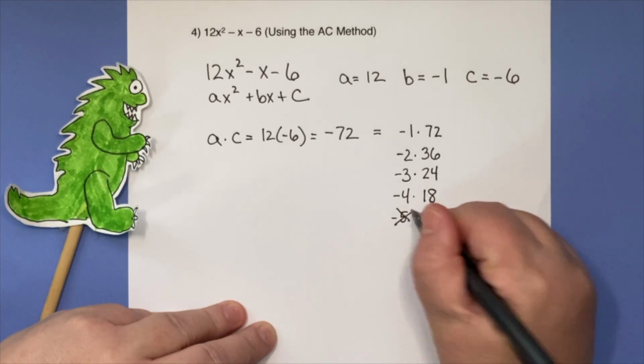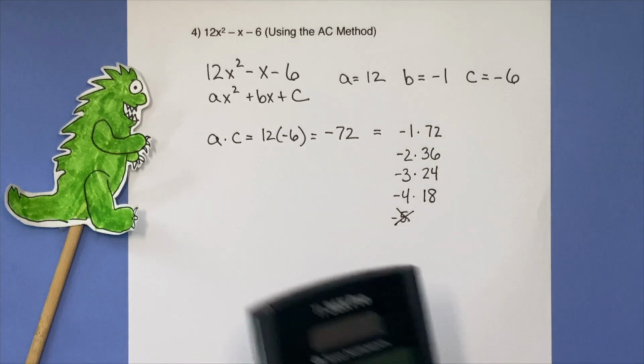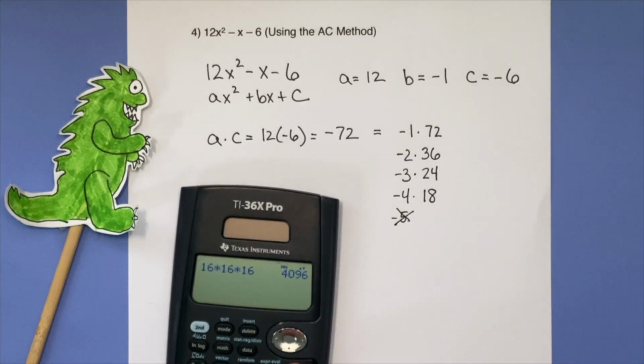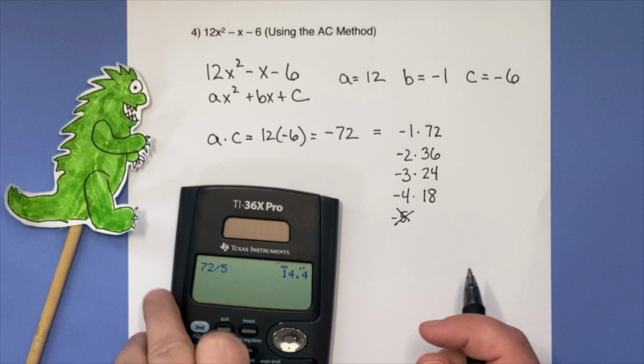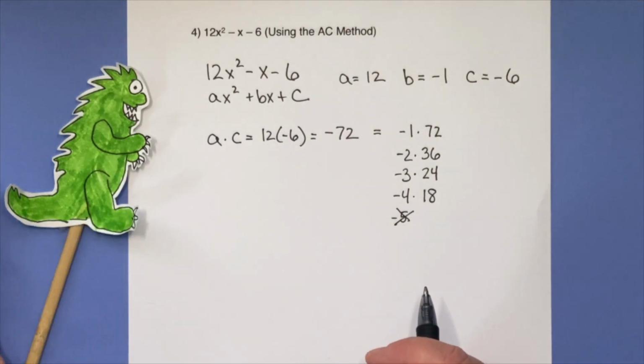5. Can we do negative 5? Nope. Negative 5 does not go into negative 72, and we can check that. 72 divided by 5. Nope. Doesn't go in evenly, and that's what we're dealing with right now. The AC test method, or the AC method, uses integers, not all real numbers.